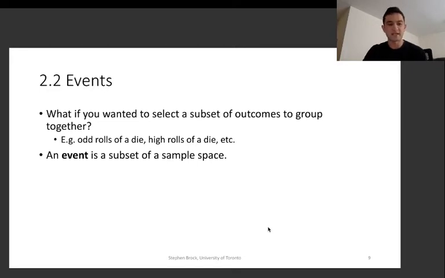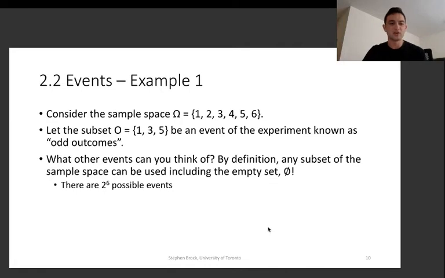So an event is a subset of a sample space. Consider the sample space capital Omega equal to {1, 2, 3, 4, 5, 6}, and let the subset O be the event of the experiment known as odd outcomes. So O is an example of one of many possible events that people can create on this sample space. Can you think of any other events on this sample space?